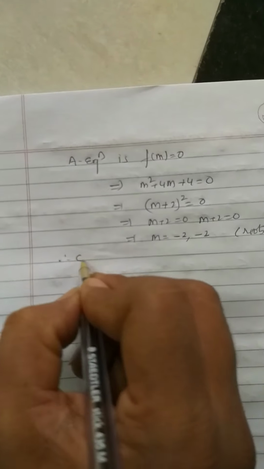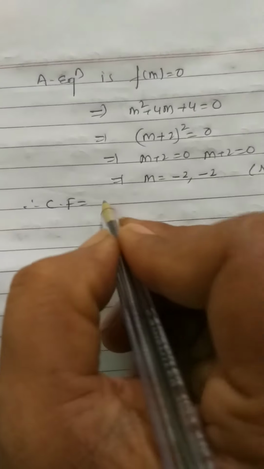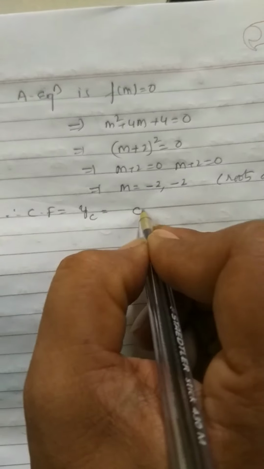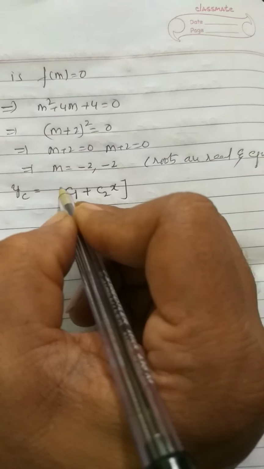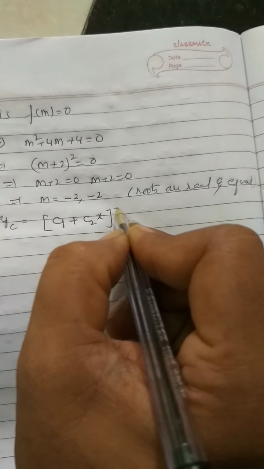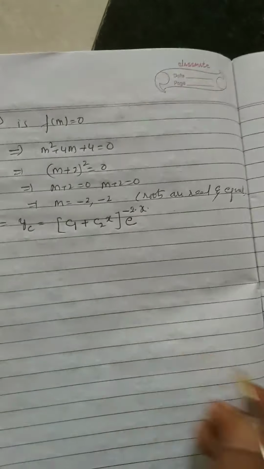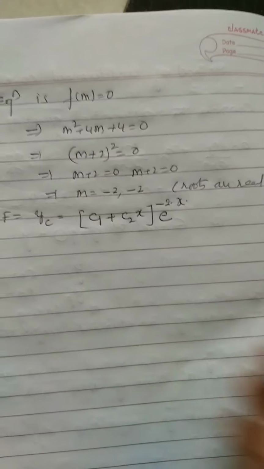In this case, how do we write the complementary function? The complementary function yc is equal to (c1 plus c2 x) into e power minus 2x, since the root is repeated two times. This is the complementary function. Now how do we find the particular integral? The particular integral yp, concentrate here, we are finding using the method of undetermined coefficients. In this case we have to concentrate on Q of x.